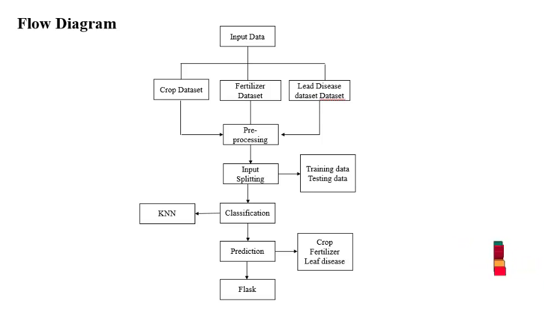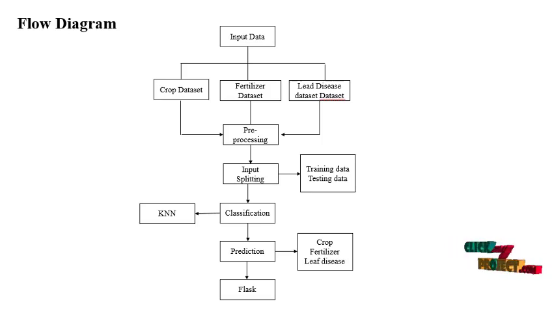Classification is the algorithm implementation. We are implementing the KNN algorithm, that is the K nearest neighbor algorithm. Next, prediction. Prediction is, for the given input, which crop is best. We are implementing the web application in Flask.